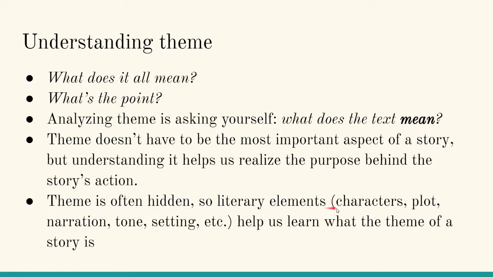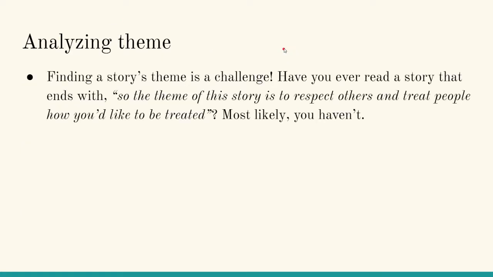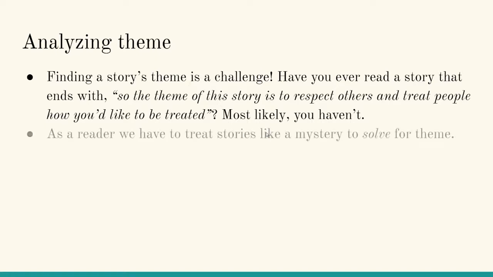So literary elements are what we're talking about consistently right now, and those are characters, plot, narration, tone, and setting. Understanding those literary elements might help us learn what the theme is, because sometimes the way characters act and are described hint to what the purpose and theme of the story is, or just the setting, where it takes place, leads to the character's actions and thus could be the theme as well. So when we analyze theme, it's a challenge because they don't end the story saying, "The theme of this story is to respect others and treat people how you'd like to be treated." Very, very rarely. Most likely, 99% of the time, stories do not end that way or start that way or mention it anywhere. So as a reader, we have to almost treat any type of story like a mystery to solve the theme.